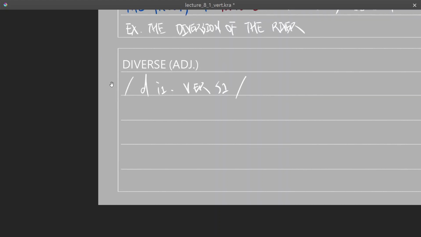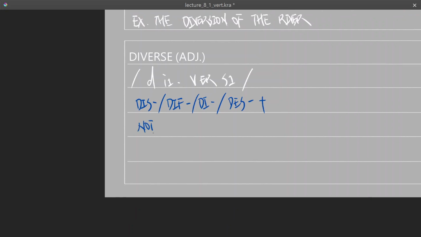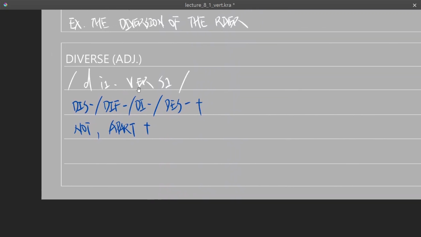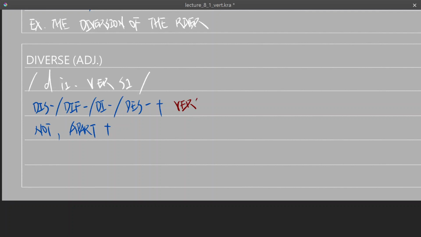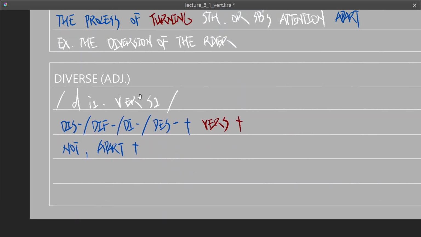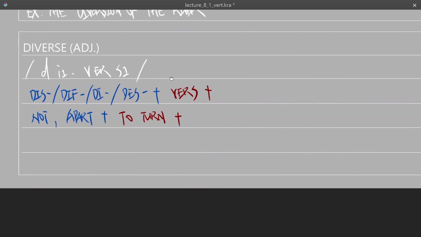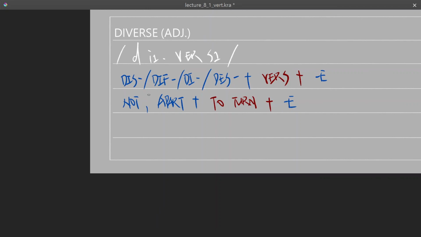So again, we have this, if, die, meaning not or apart. Now we have verse, meaning to turn. And again, we have a silent final E. So diverse in turn means turning things apart.